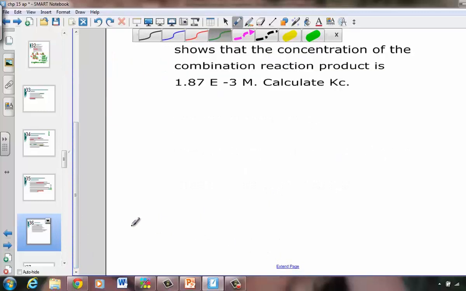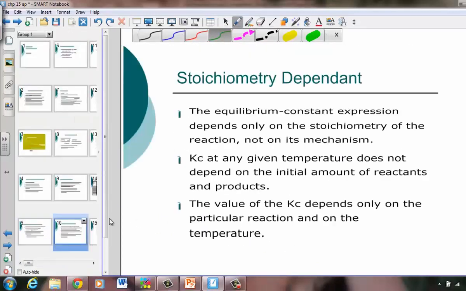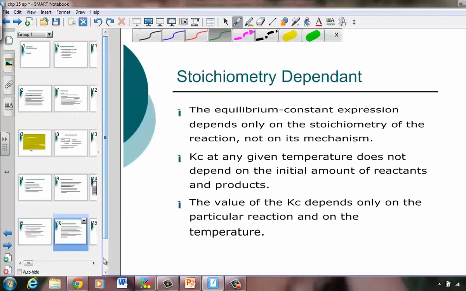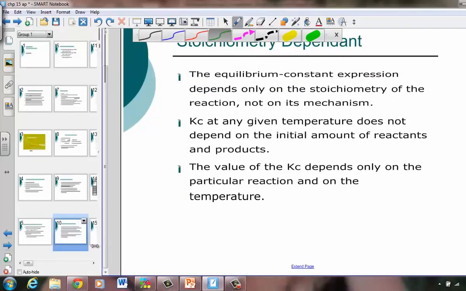Begin with me by tabulating what we know. First, we're going to need a chemical equation, aren't we? So the chemical equation, let me bring that back.